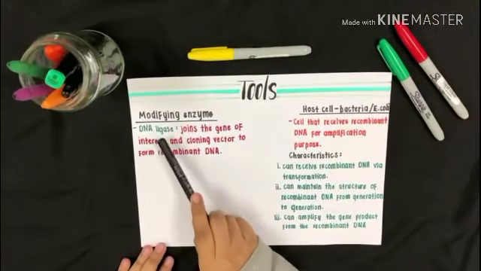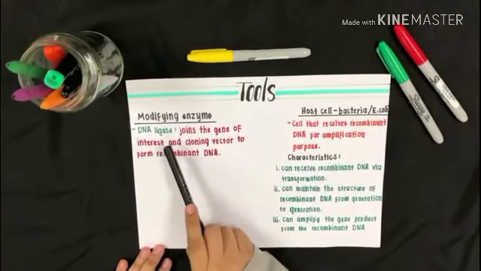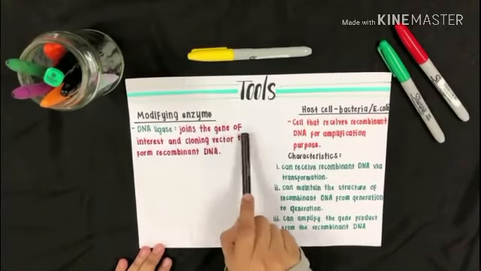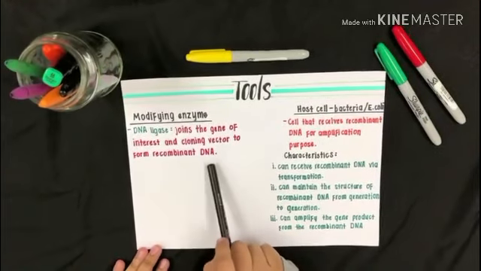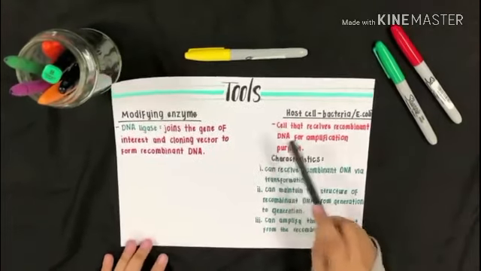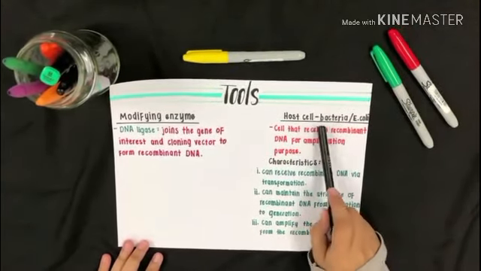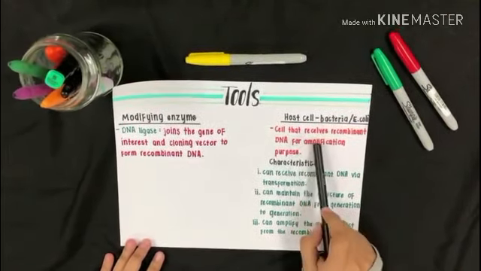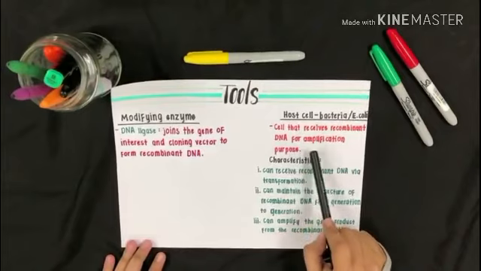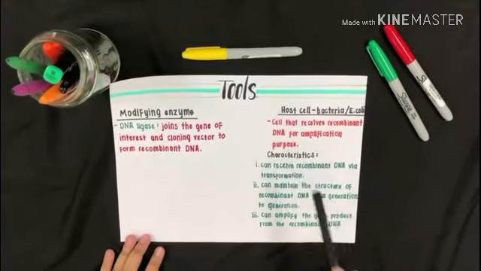We can use modifying enzymes. DNA ligase joins the gene of interest and cloning vector to form recombinant DNA. Next, the host cell, such as a bacteria or E. coli. A cell that receives a recombinant DNA for amplification purposes.